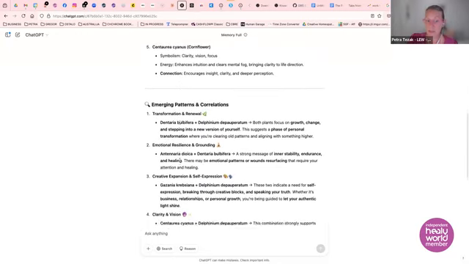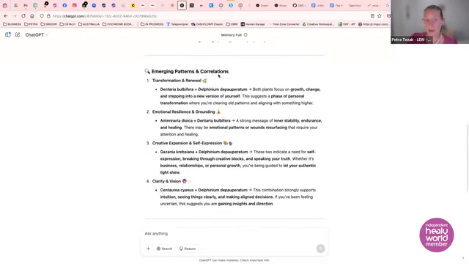And the most amazing thing is it literally gives you emerging patterns, correlations. So what is happening for this person was literally transformation and renewal, emotional resilience and grounding, creative expansion and self-expression, clarity and vision. So those were the most important things to look at. And it gives you also which flowers are connected and how to use them. So this suggests a phase of personal transformation where you're clearing old patterns and aligning with something higher.